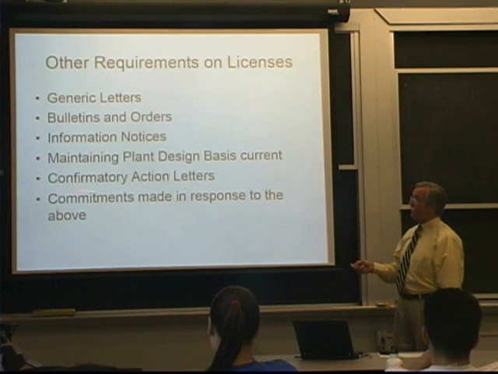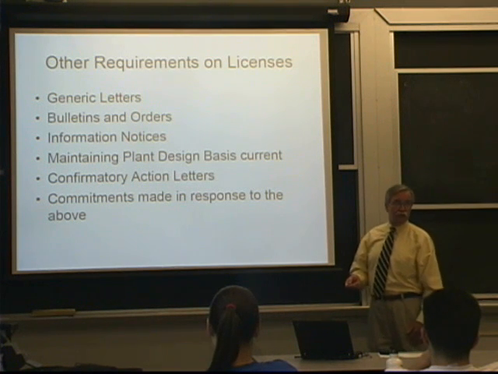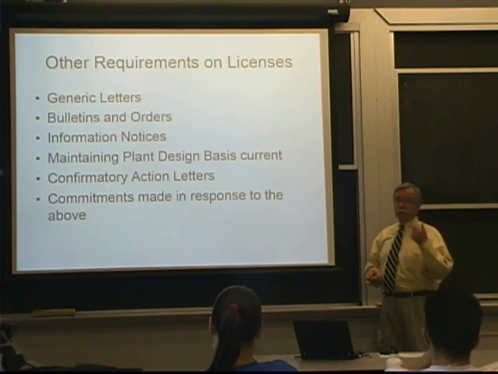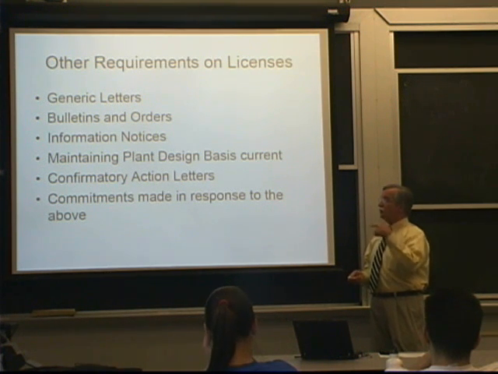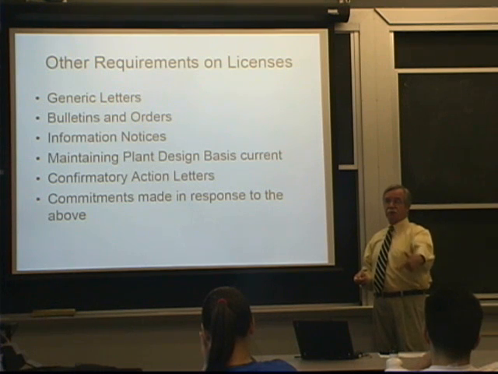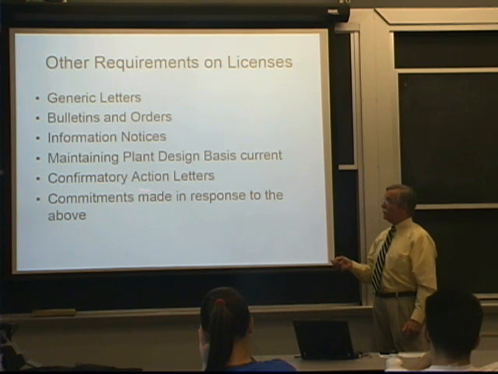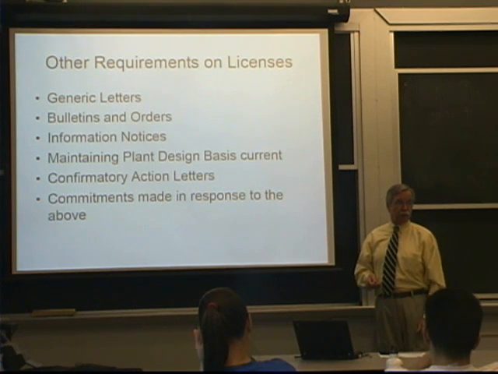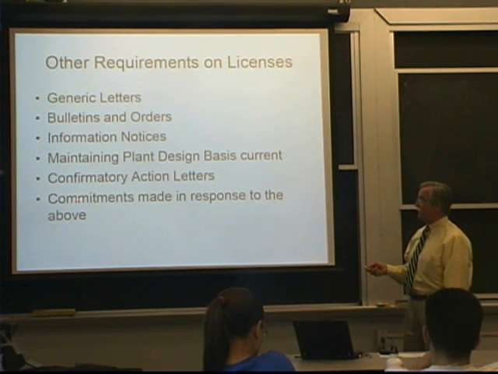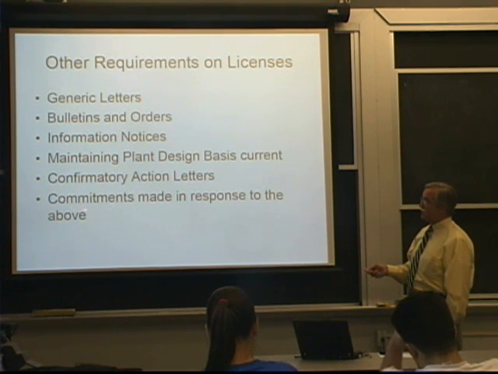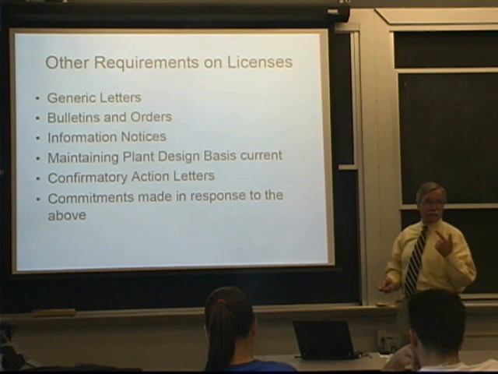If you get into trouble, the NRC can issue what is called a confirmatory action letter, which basically says you must do this by such and such a time, or you'll be shut down. Or you could be ordered shut down, and you will not be allowed to restart until you comply with the confirmatory action letter requirements. And all the commitments you make in response to these things become part of your licensing basis.